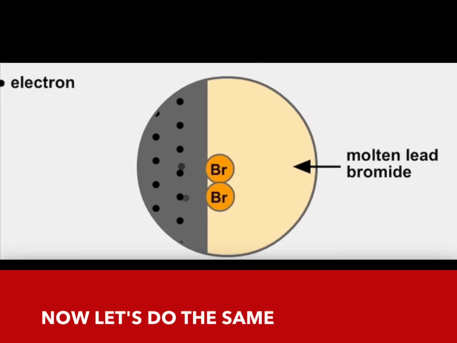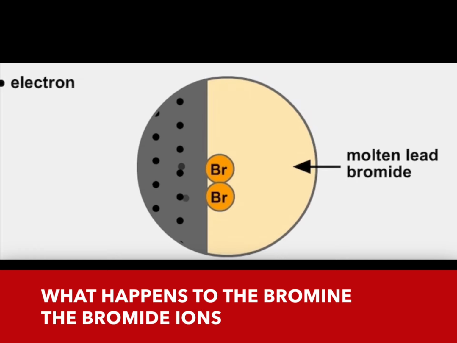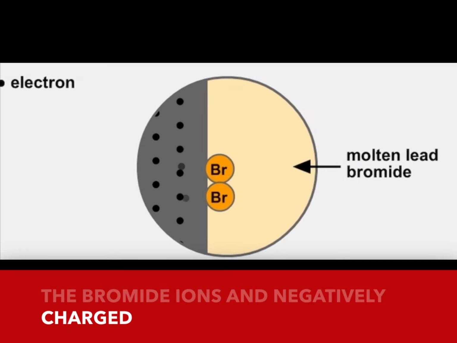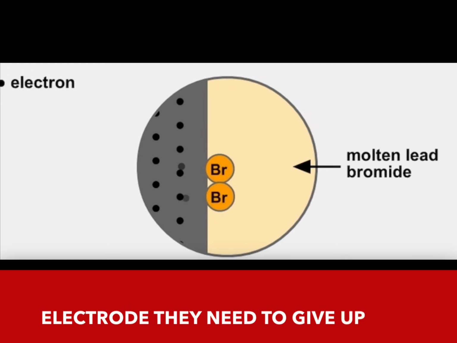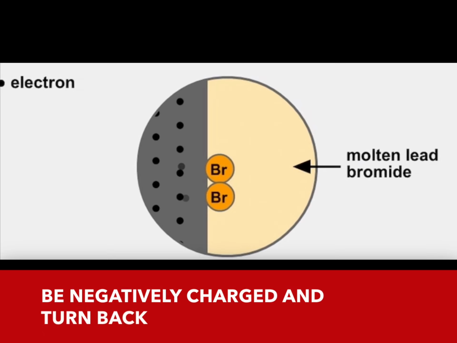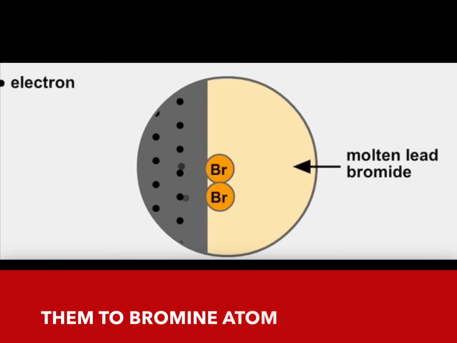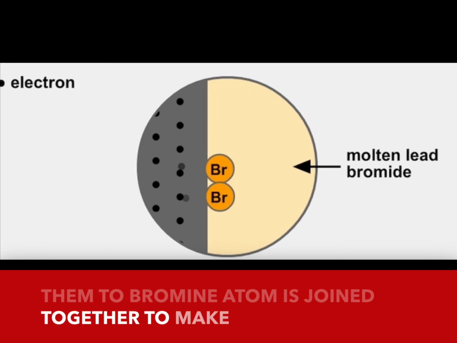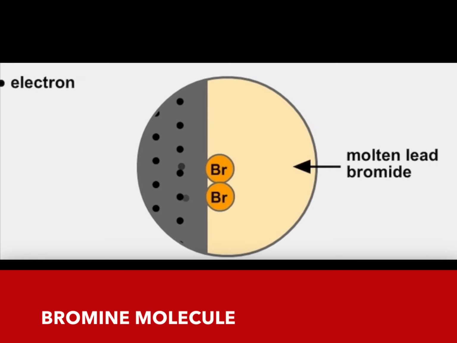Now let's do the same, explaining what happens to the bromine. The bromide ions are negatively charged. When they get to the positive electrode, they need to give up the electron that is causing them to be negatively charged and turn back into bromine atoms. Then 2 bromine atoms join together to make a Br2 bromine molecule.